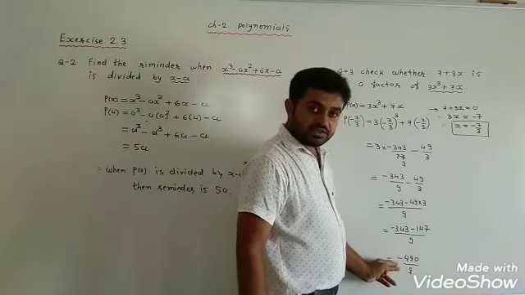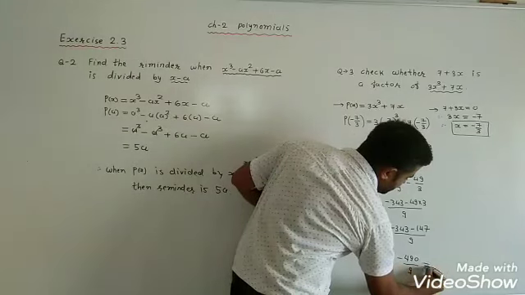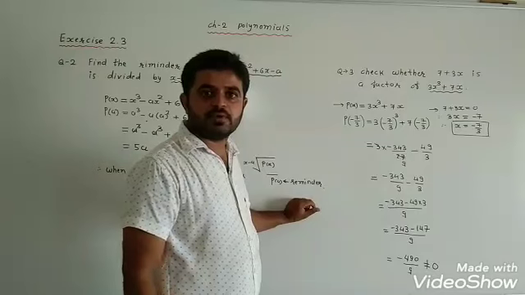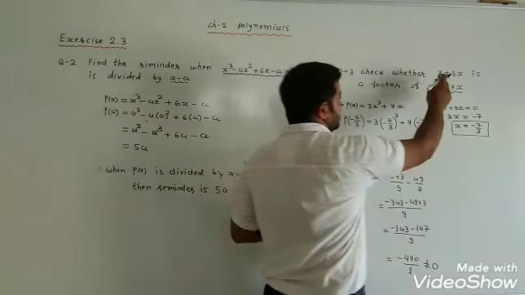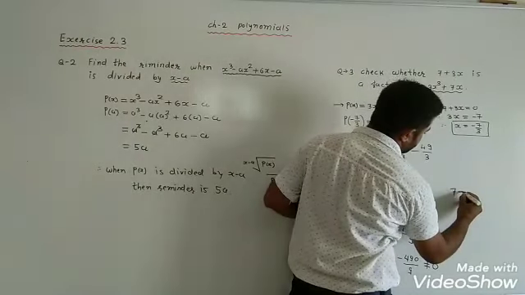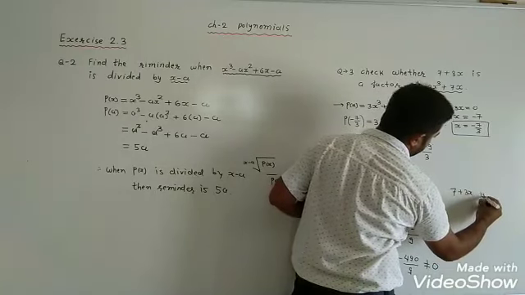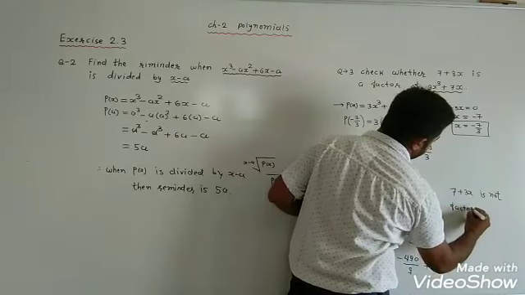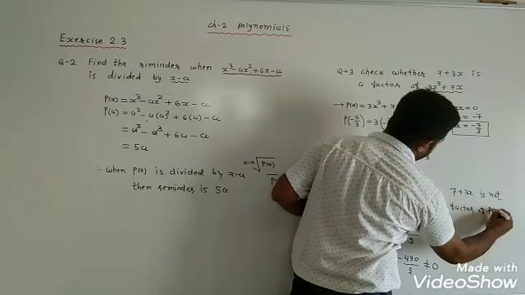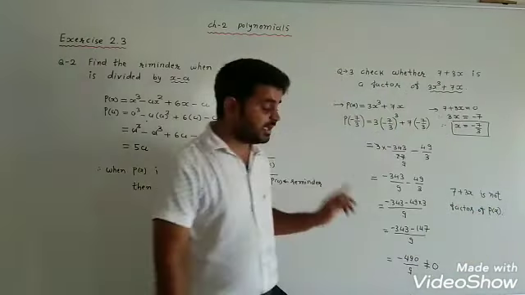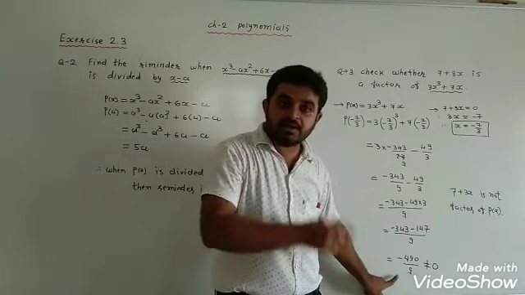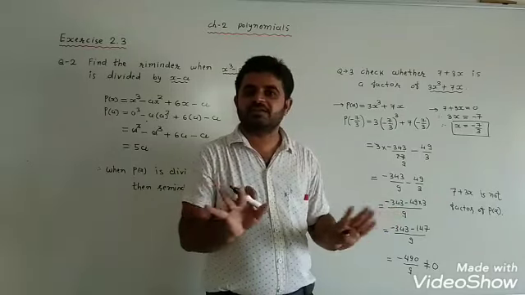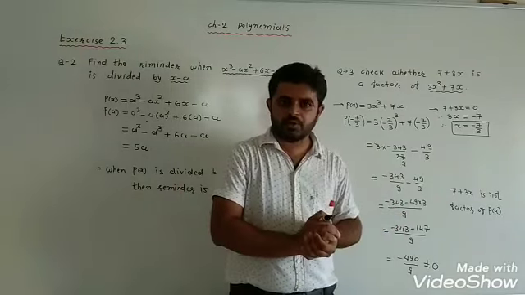Here we got this remainder. This remainder is not equal to 0. The remainder is not equal to 0 means that 7 plus 3x is not a factor of this polynomial p of x. If we find the remainder 0, then it is a factor, otherwise it is not a factor of the polynomial.